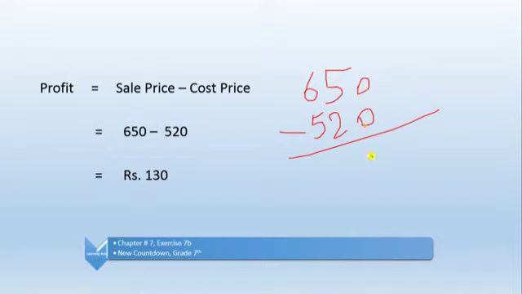0 out of 0 equals 0. 2 out of 5, then 5 minus 2 equals 3. 6 minus 5, 1. Now we have 130 rupees.